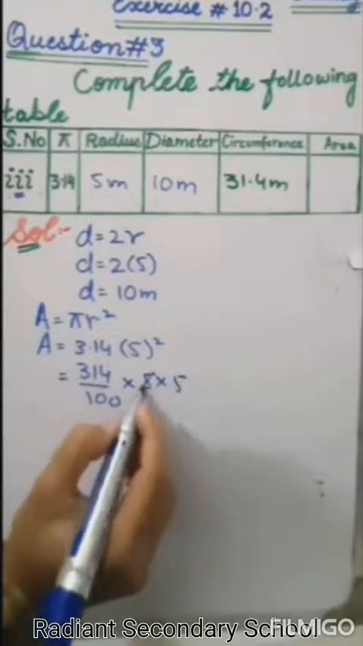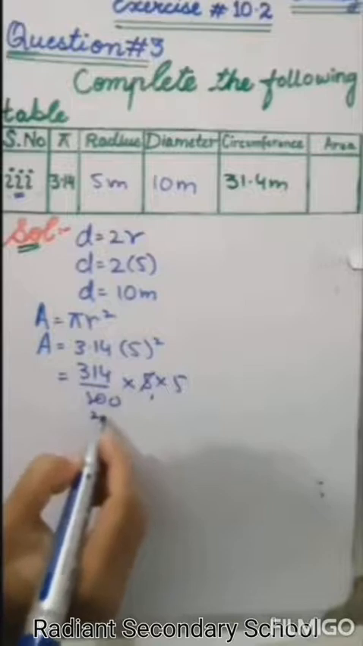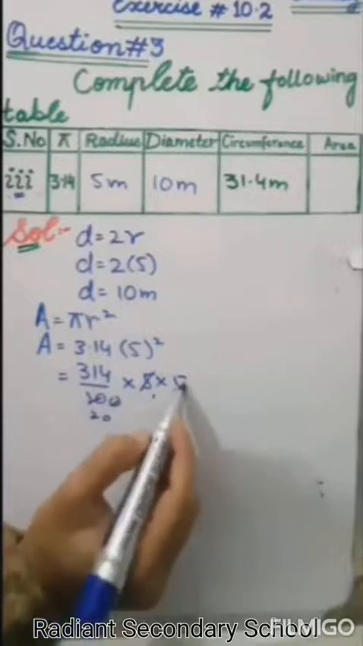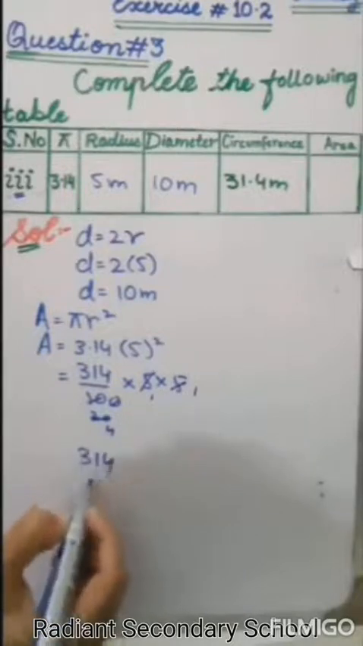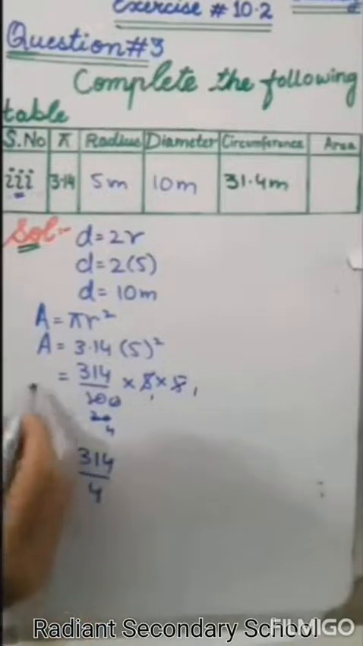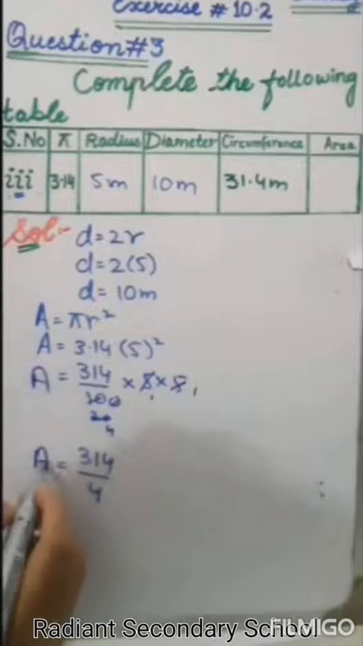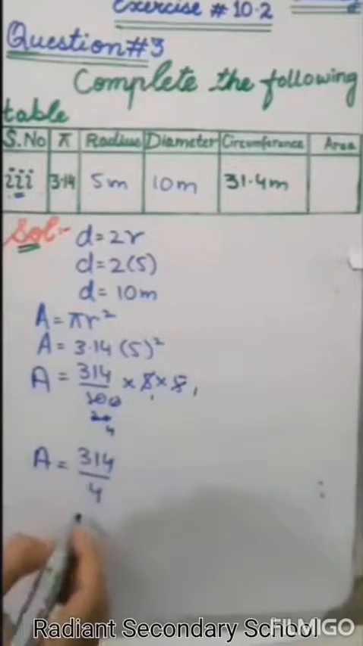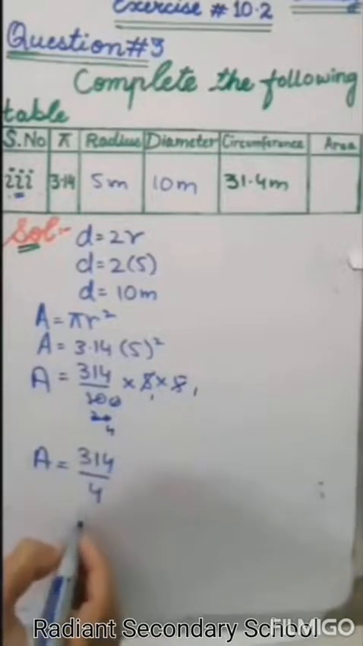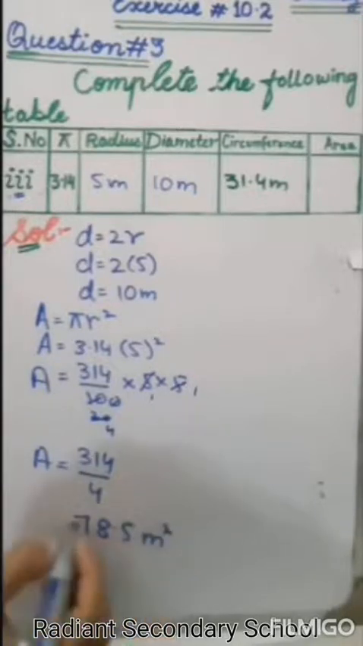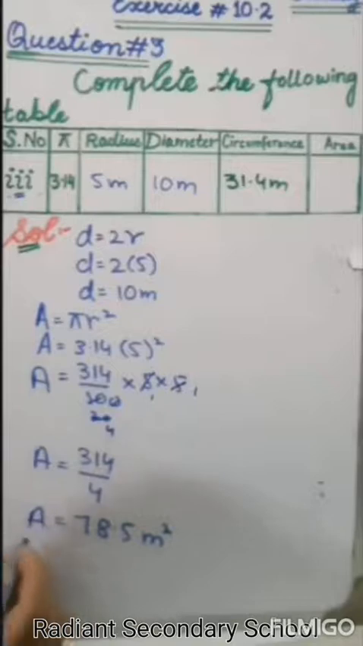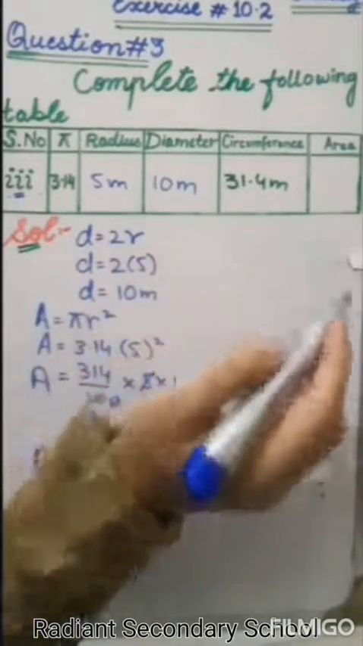Now cut this. 5 ones are 5, 5 twos are 10 and 0. 5 ones are 5, 5 fours are 20. 314 over 4. Now when we will divide 314 with 4, answer will become 78.5 meter square. That is our required area. So you have to write this area on the table.